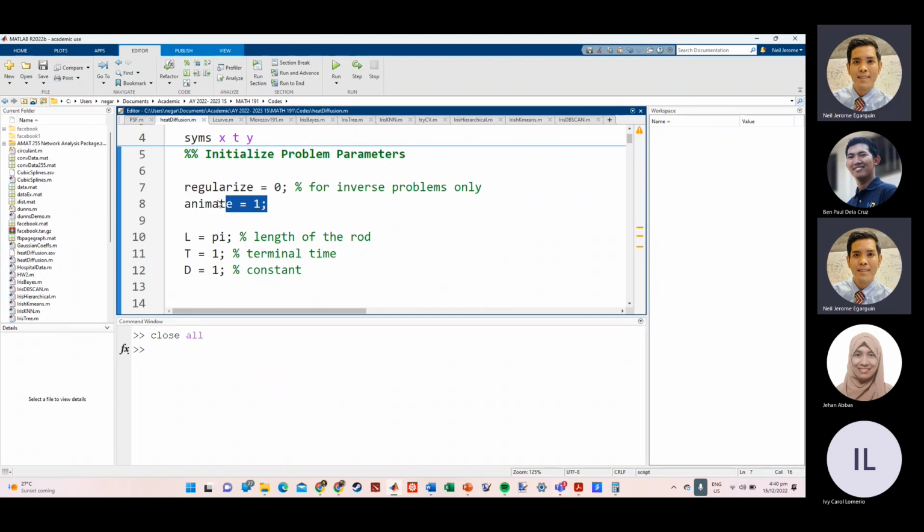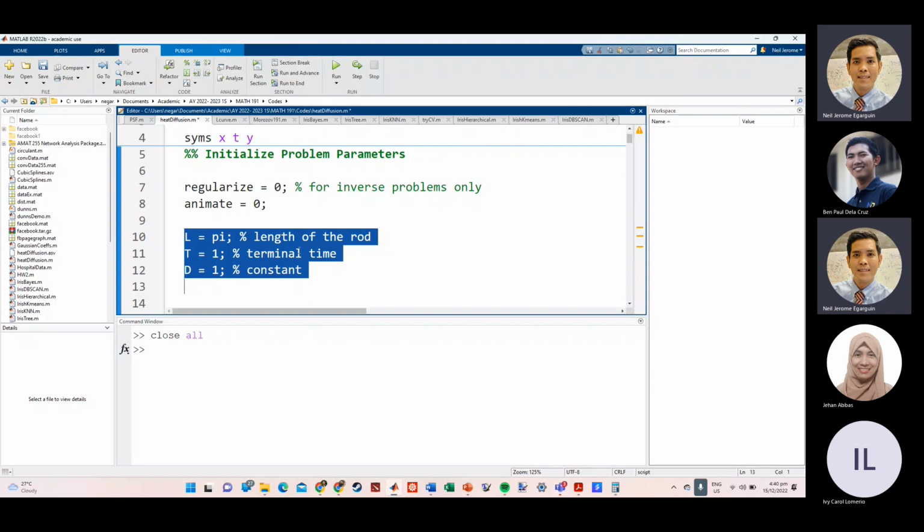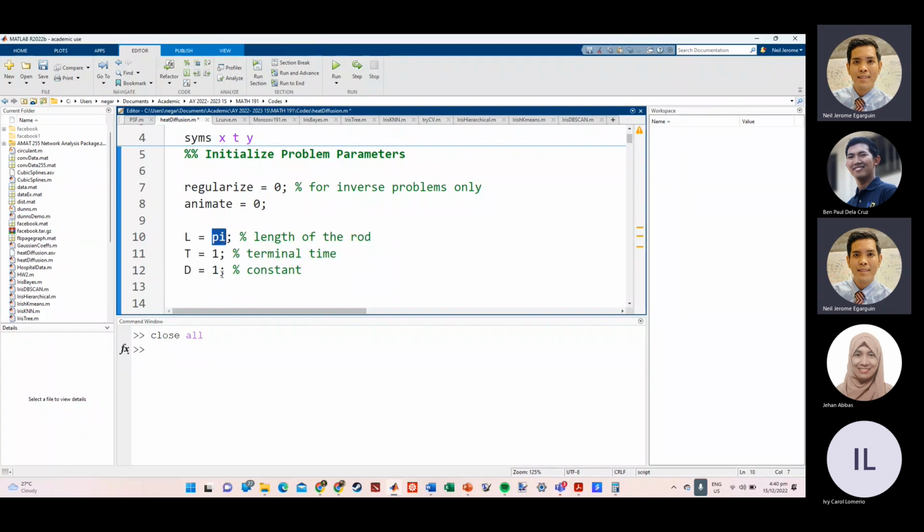And then I have here a question whether you want to produce an animation or not. For now, let's turn it off. So, i-zero ko muna siya. I-1 nyo siya kapag gusto nyo mag-produce ng animation or GIF. And then lines 10 to 12 supplies Matlab with the constants or the parameters in our problem. The terminal point in the space domain is pi. The terminal point in time is 1. And then the diffusion constant is 1.